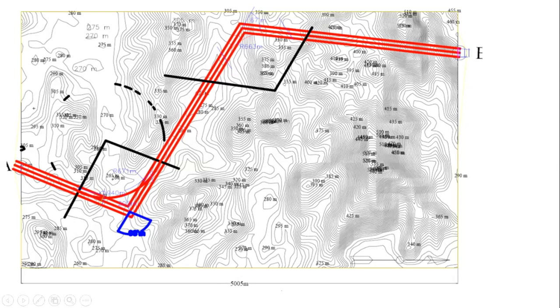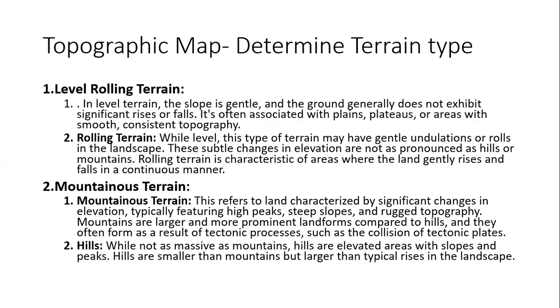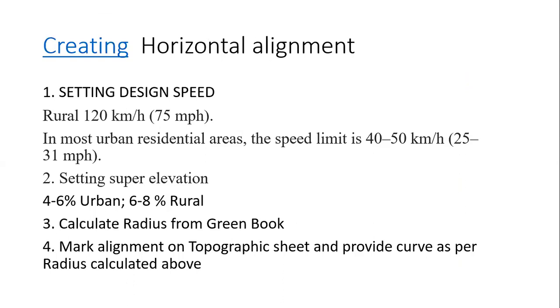From this map, we can easily say it has an interval of 5 meters. Two consecutive contours have a 5 meter interval, so that's a level terrain. And obviously, there are no landmarks or buildings we can see on this map, so it's a rural area. So we have been given a map that has level terrain as well as a rural area. We have to connect point A to B in this style, and we have to set standards. Now, once we know that, let's move on to marking the alignment.